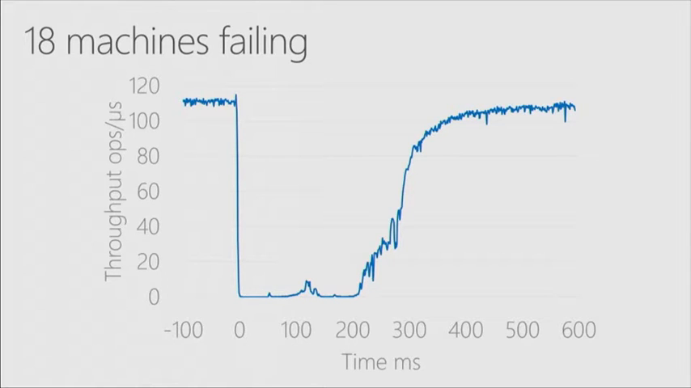To deal with these cases, FaRM supports this notion of failure domains. So basically all the machines that can fail together are put in the same failure domain, and so multiple replicas of the same region are not going to be put in a single failure domain.